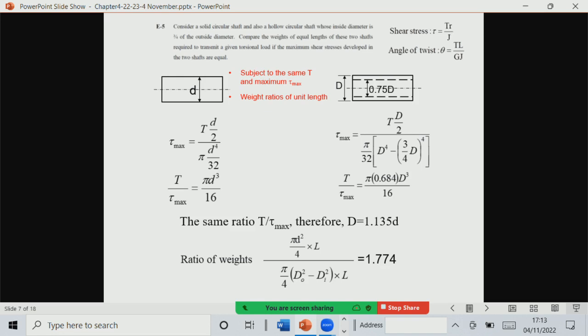The majority of shafts in industry are hollow, they're not solid shafts. The only time they are solid is when space is limited. Then there's no other choice, you need to go for a solid shaft. The majority of them are hollow. So any questions in regard to the two questions I just covered?